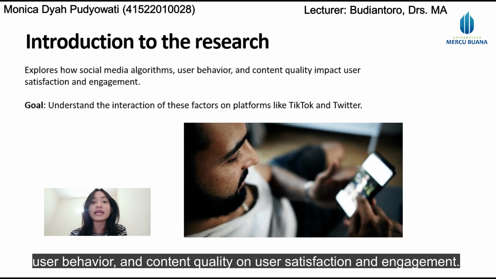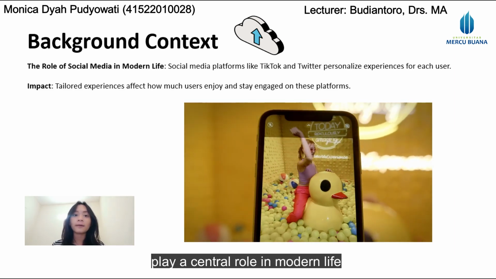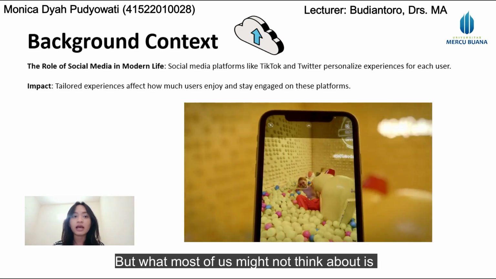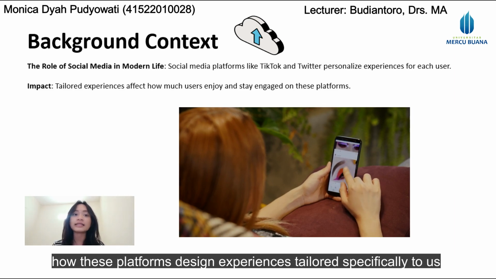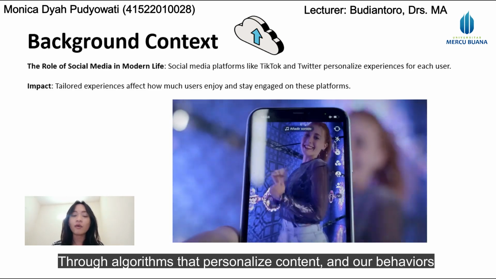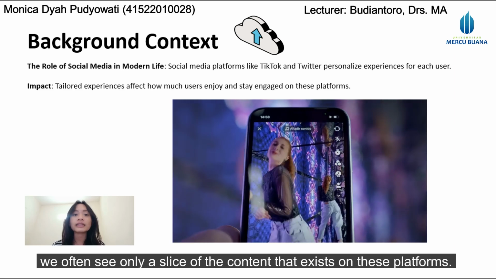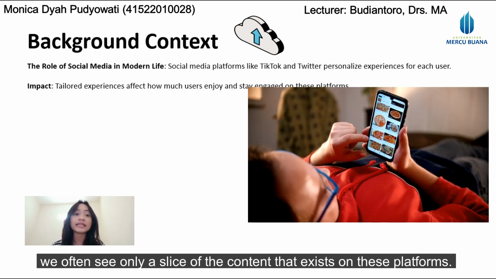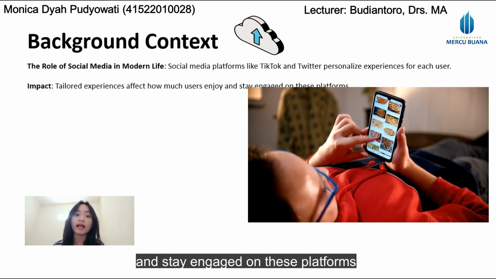user satisfaction and engagement. Social media platforms like Instagram, TikTok, and Twitter play a central role in modern life. But what most of us might not think about is how these platforms design experiences tailored specifically to us. Through algorithms that personalize content and our behaviors that feed into these algorithms, we often see only a slice of the content that exists on these platforms. This tailored experience impacts how much we enjoy and stay engaged on these platforms.